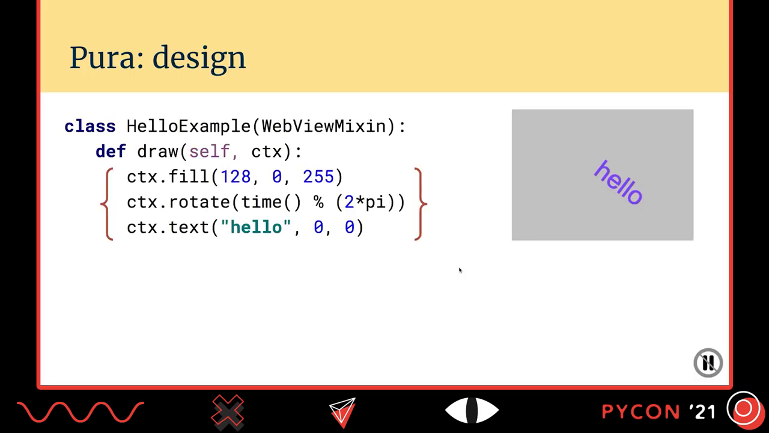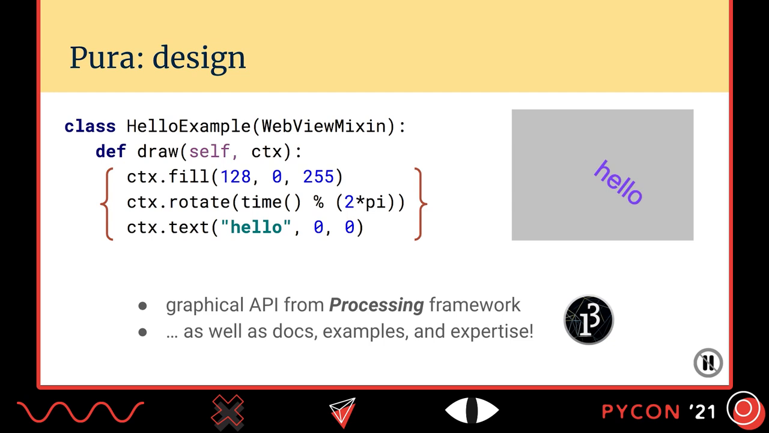So just one interesting point about Pura's design. So here's that hello example again. A decision we made was not to be in the business of creating a graphics API. That's been done many times before. So we actually borrowed the API from a framework called Processing. So Processing is a graphics library and IDE that's popular with students and graphic artists and animators for just working with graphics and interactivity with mouse and keyboard and things.